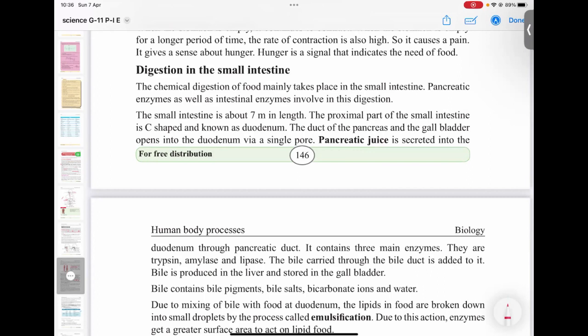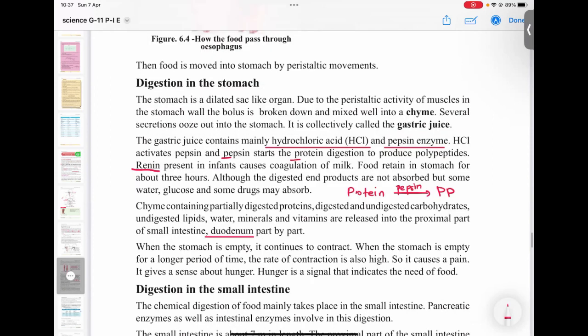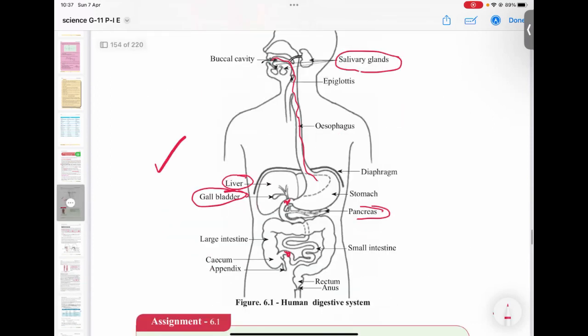Small intestine is very long. It is 7 meters in length. And the proximal part of the small intestine, which is the duodenum, is C-shaped. You want to see the C-shaped? Yeah. So this is the C-shaped. Okay.